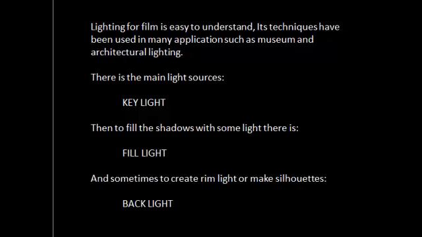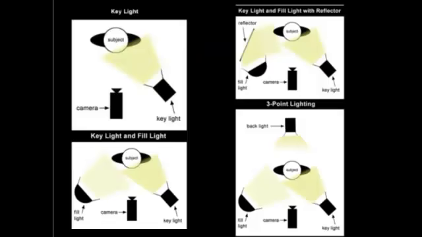There is a main light source, the key light. Then, to fill the shadows with some light, there is fill light, and sometimes to create rim light or make silhouettes, backlight. This is the basic lighting setup that is used everywhere. You will recognize it once you become aware of it. Lighting positions and distributions create different moods.